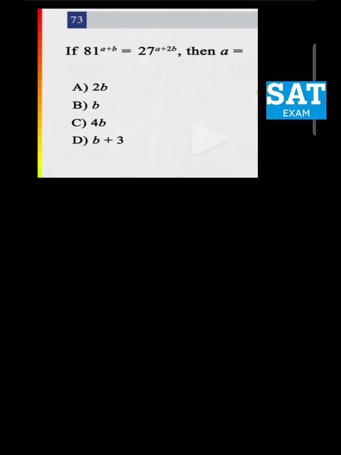If 81 raised to the power of a plus b is equal to 27 raised to the power of a plus 2b, then a is equal to what? So we're going to find the value of a from this exponential equation. So the given equation is 81 raised to the power of a plus b, which is going to be equal to 27 raised to the power of a plus 2b.